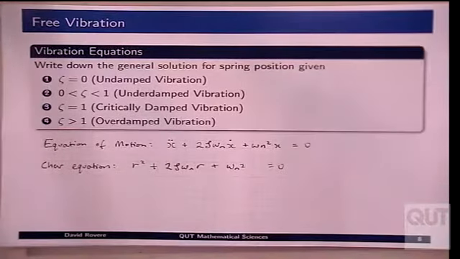See, the characteristic equation is just a polynomial equivalent of the ODE. And then once we've got this polynomial, this characteristic equation, we want to get the roots of it, right? So we can use the quadratic formula to get our roots.